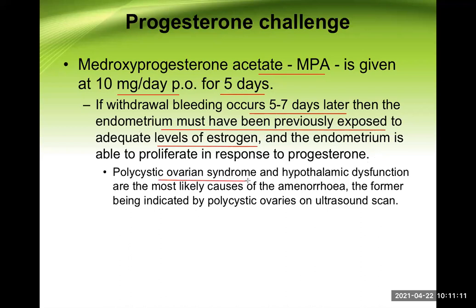Polycystic ovarian syndrome and hypothalamic dysfunction are the most likely cause of the amenorrhea, the former being indicated by polycystic ovaries on ultrasound scan. This is just them talking about some of the causes of amenorrhea here. But this type of test is important just to know whether estrogen was there or not before.